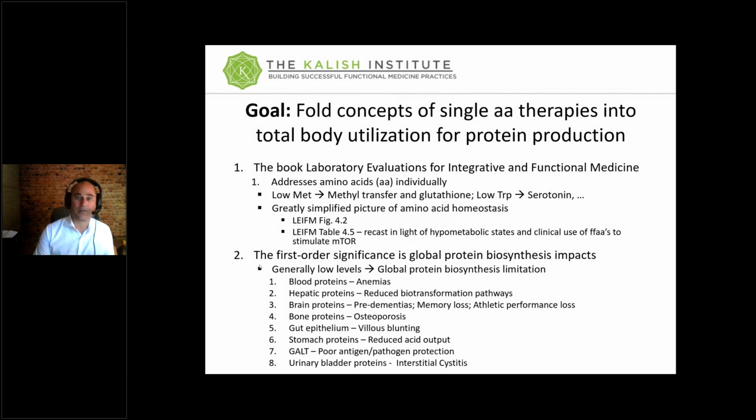And this is one of Richard's slides actually that he created for me. The first order significance is global protein biosynthesis, global. Generally low levels equals a global protein biosynthesis limitation. I'm going to read some of Richard's slides today because I think they're great, and I'm going to show you some parts of Richard's books today because I think they're great. But it's like reading Shakespeare. You just got to take a chill pill, sit down, and read the sentence a couple of times through till you really get what he's saying.